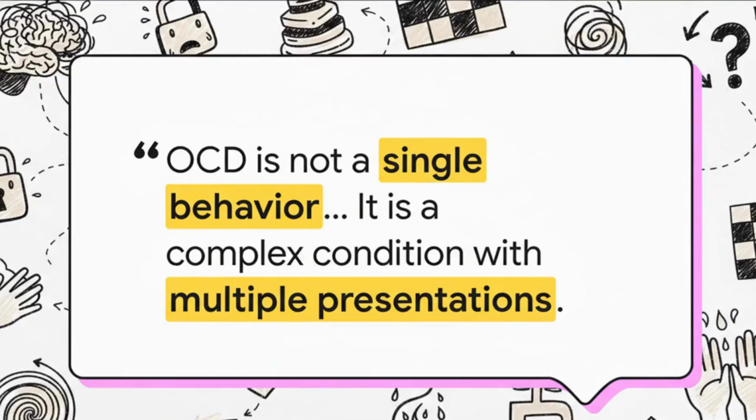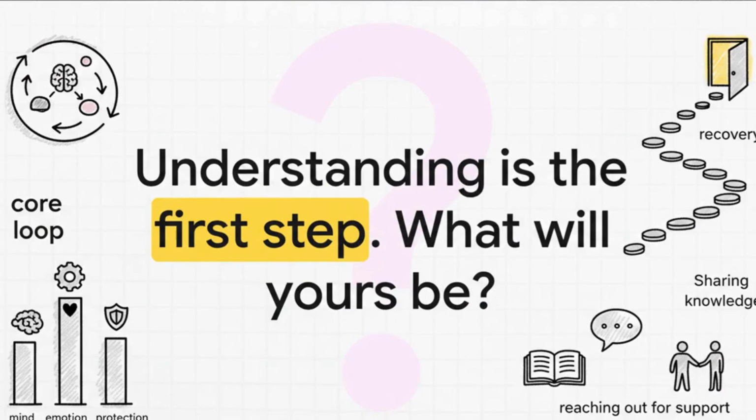You know, at the end of the day, this is the main takeaway. OCD isn't just a quirky personality trait or a single behavior. It is a complex condition with many, many different faces. And recognizing that diversity is the first and most important step toward compassion, toward understanding, and toward getting people the right kind of help. So we've walked through that core loop, we've broken down the 4 pillars, and we've looked at the real path to recovery.